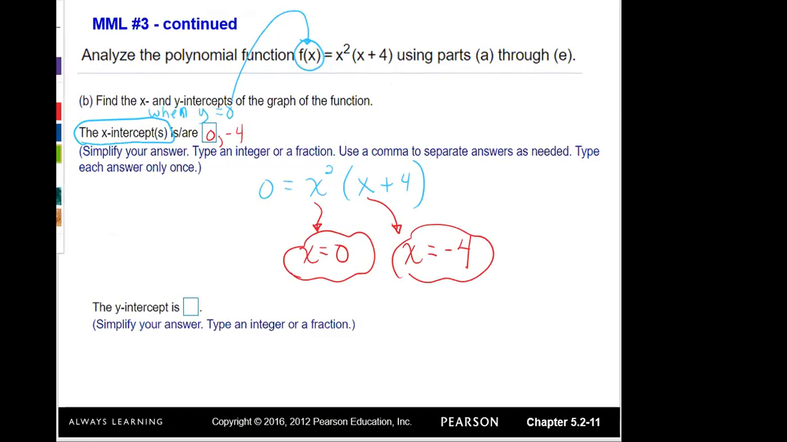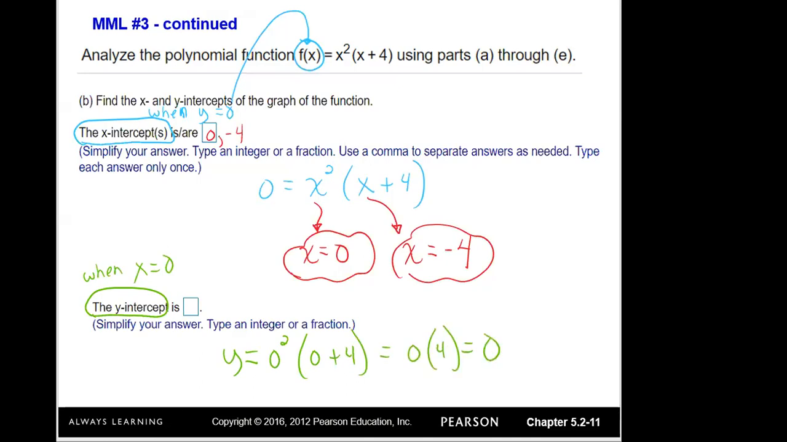Then they want the y-intercept. The y-intercept is when x is equal to 0. So y is going to equal 0 squared times 0 plus 4, which would be 0 times 4, which would be 0. Moving right along.